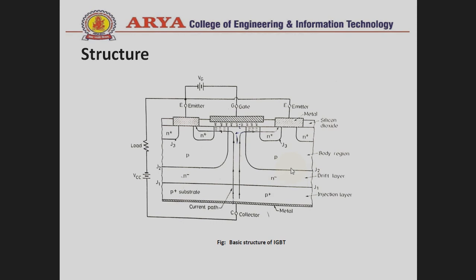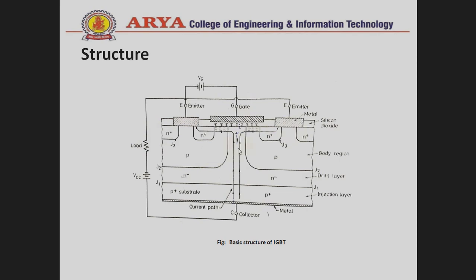The N minus layer between the P plus and P region serves to accommodate the depletion layer of the P minus N region, that is the J2. So, as you see in the figure, three junctions are present in the IGBT, that is J1, J2 and J3. When these three junctions come in the forward direction, then IGBT is completely on.